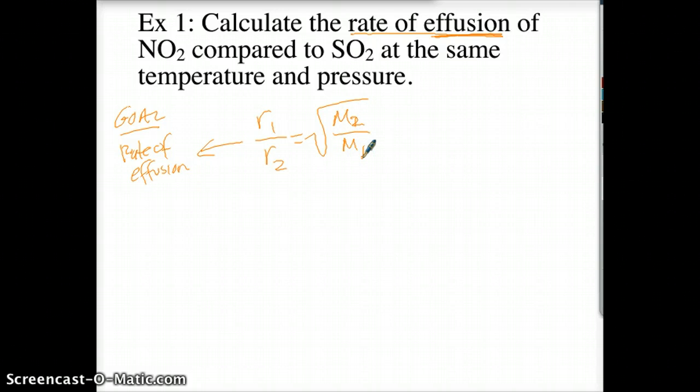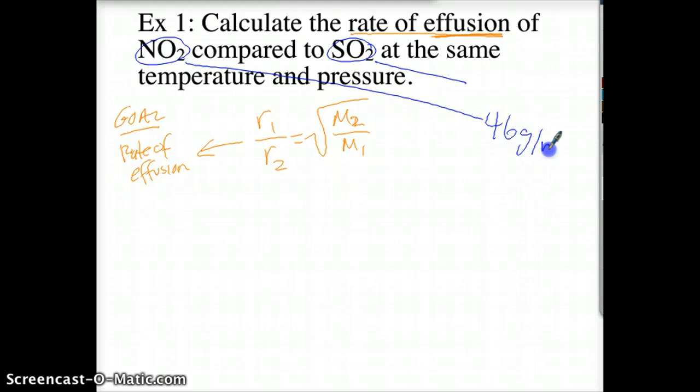So let's see, do I know any of this information? Well, nothing's explicitly written in the problem, but I am given SO2 and I am given NO2. I can figure out the molar masses of those. So I check the periodic table. For NO2, the molar mass is 46 grams per mole. And for SO2, the molar mass is 64 grams per mole.